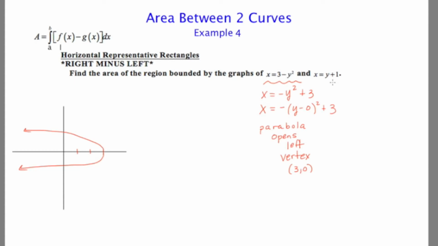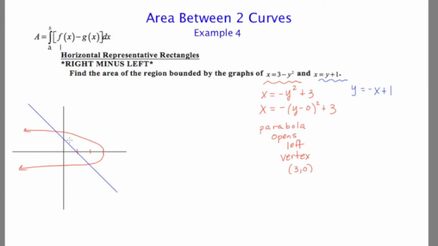Okay, the second curve also is an x equals, but this is just a line that has its terms scrambled up. If we write this as y equals negative x plus 1, this will seem very familiar to you. So this has a y-intercept at 1 and a negative slope.